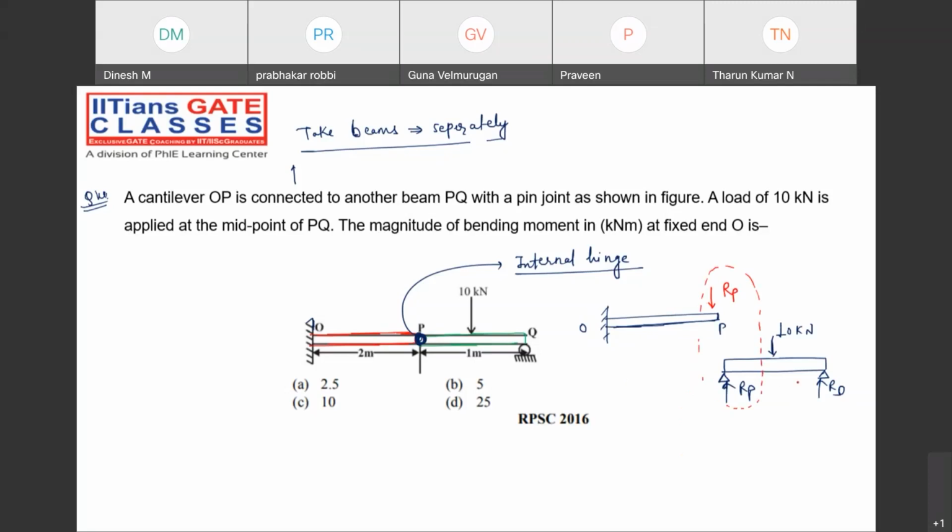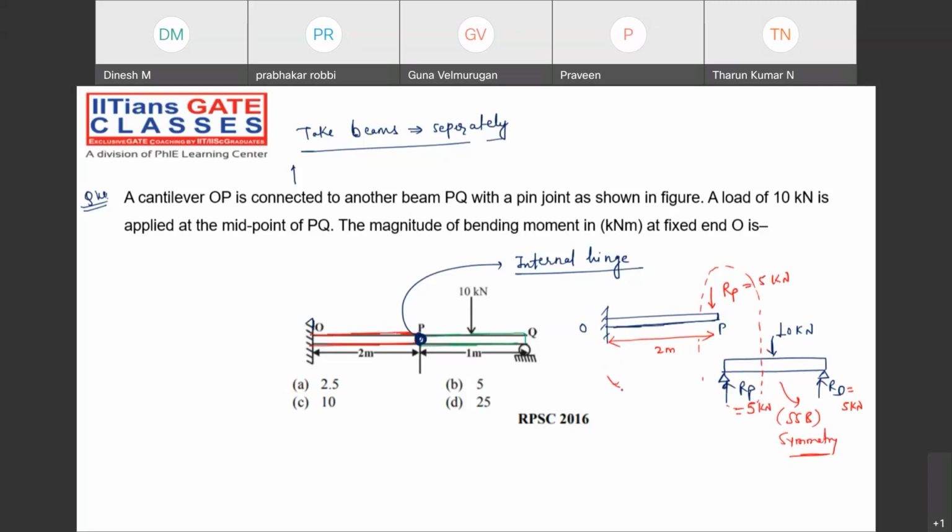Now, this particular thing you can solve. It's a simply supported beam with symmetry. So whenever the symmetry is there, you know that RP will be 5 kilonewton and RQ will be 5 kilonewton. Similarly, this RP will transfer here also 5 kilonewton.